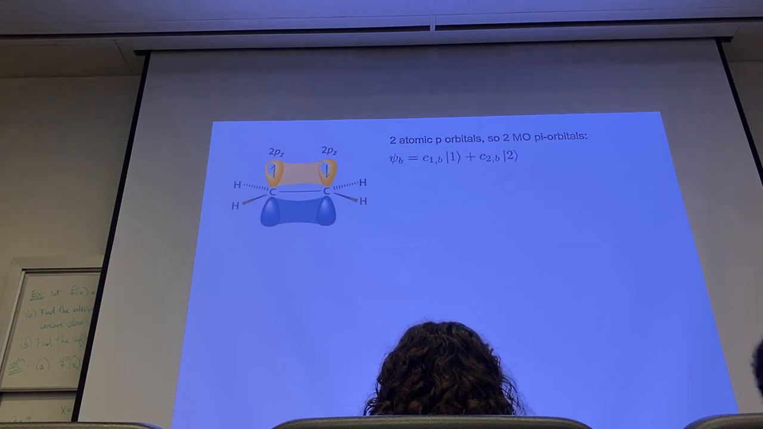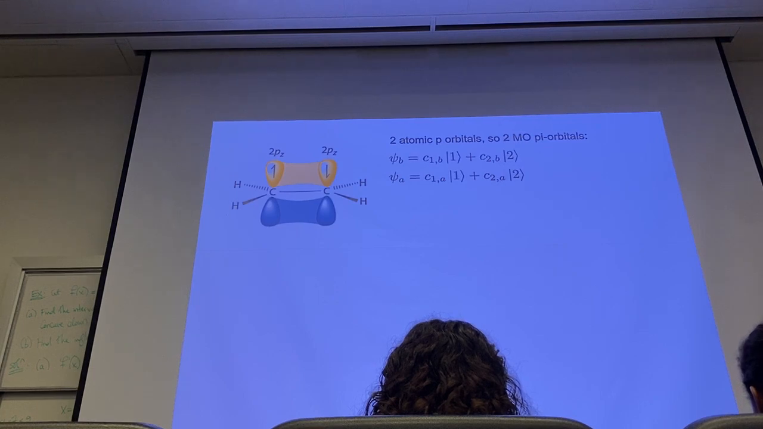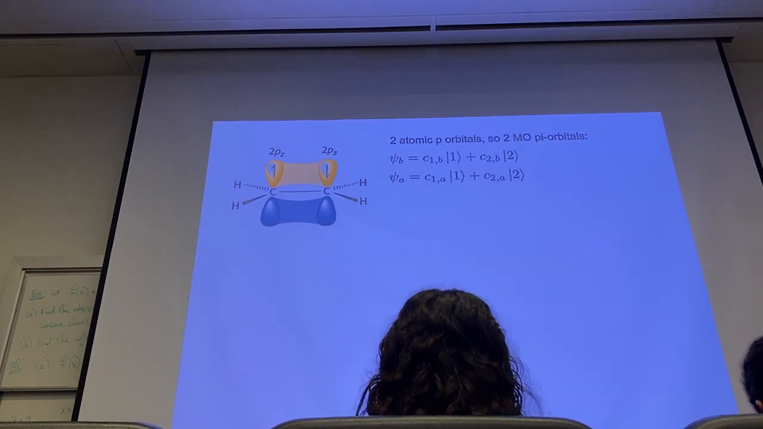So this is how we start. We have a psi b and a psi a. The psi a and b are just labels. They don't necessarily mean bonding or anti-bonding. And they have coefficients that we have to determine, and we find those coefficients by diagonalizing the Hamiltonian matrix. So those coefficients can now be known.